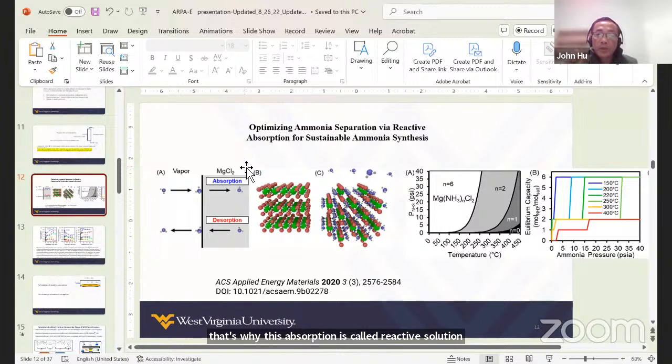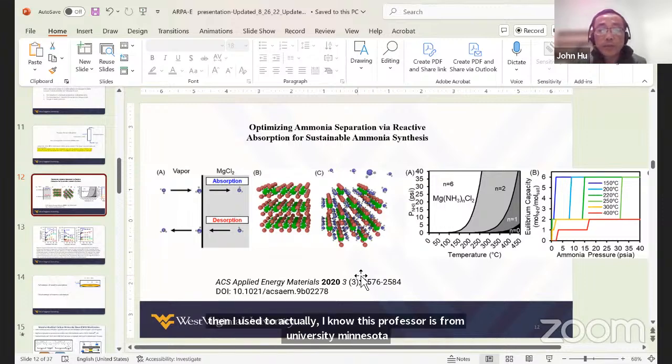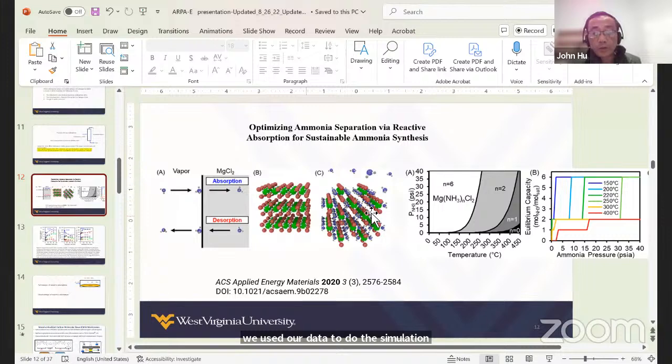So the challenge here is, once it reacts, how would you dissolve it? That means you have to decompose the complex. Make sense? So this is a publication in this. If you are interested, you can read this. And then I know this professor is from University of Minnesota. We use their data to do the simulation. In today's TEA, you will see we use their data, which is shown here, adsorption data, to basically run the simulation. So anybody has any questions? No.